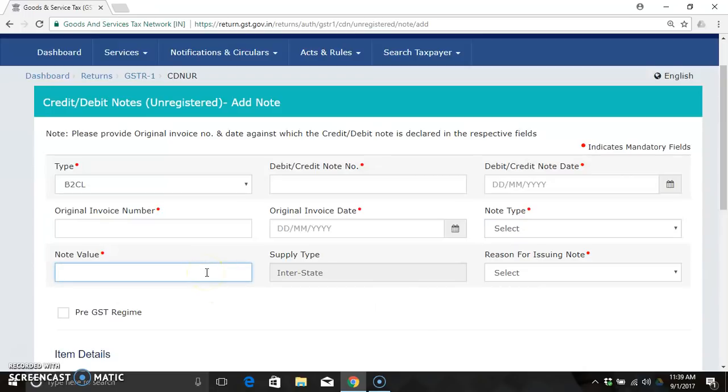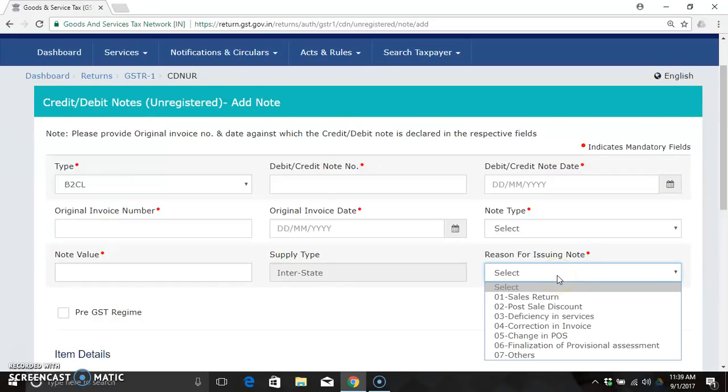The next is note value, that is the value of credit or debit note. The next is reason for issuing note. The first being sales return. Whenever sales return is being done, then you have to give the note. The next is post sale discount. Post sale discount is also called quantity discount or the turnover discount. It is the discount usually given by the manufacturers to their dealers whenever they achieve the specified target. Next is deficiency in services. When you are not satisfied with the services and you feel that there is a deficiency in it, then also you can raise the note.